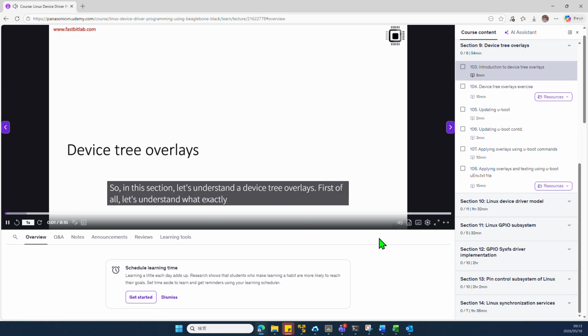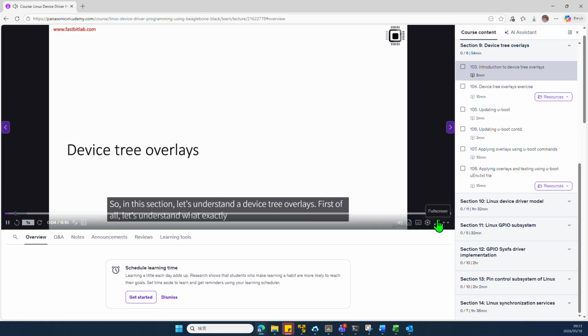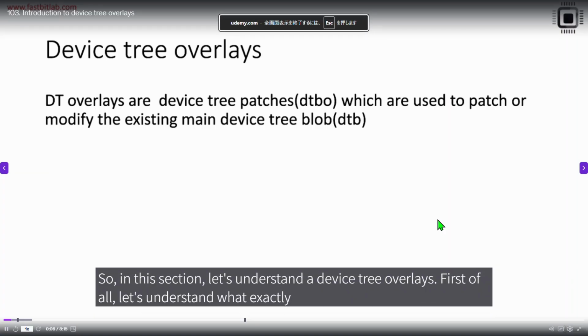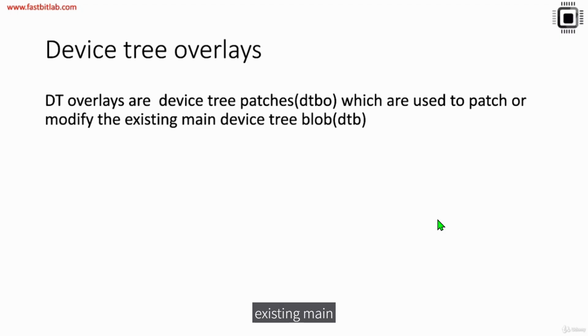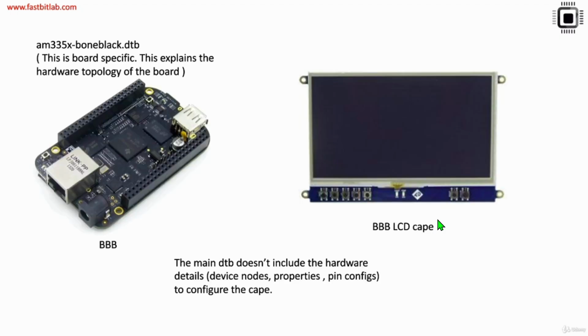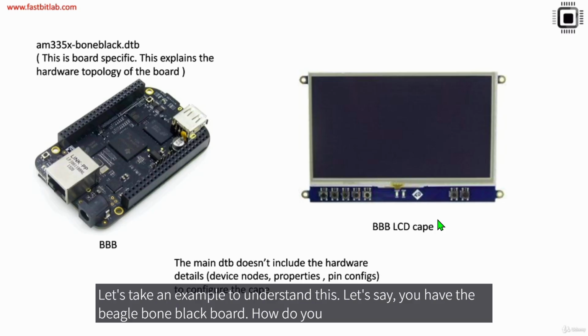Let's understand device tree overlays. First of all, let's understand what exactly is a device tree overlay. Device tree overlays are device tree patches which are used to patch or modify the existing main device tree blob. Let's take an example to understand this.